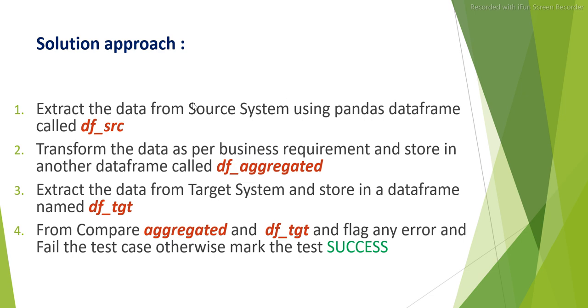So we will actually extract the data from the source using the pandas data frame, and we will store it into df_source. This is my data source. That's where I'm going to store it, and then after that I will run some transformation. I will transform the data in df_source based on the business requirement. The business requirement says you have to aggregate the data, so once I aggregate this data, I will store it into another data frame, df_aggregated. This is the name of the data frame that we will be using.